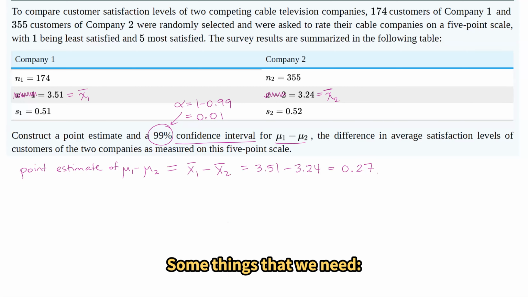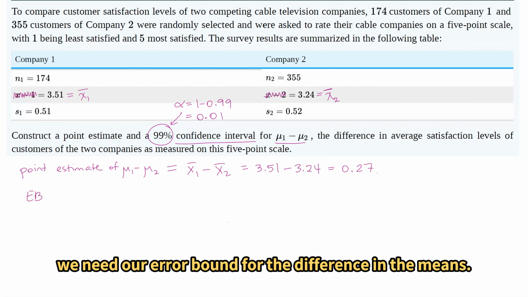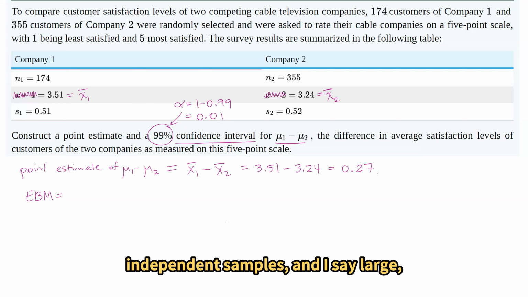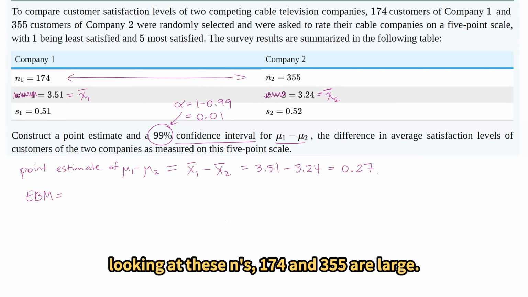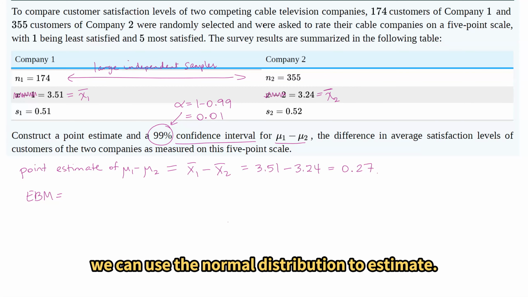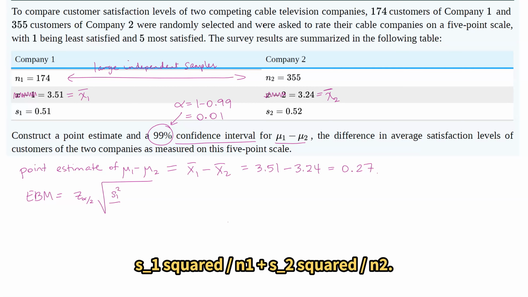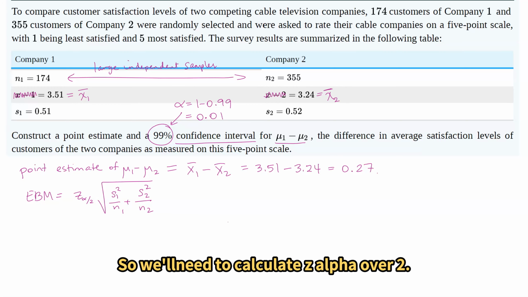Some things that we need: our error bound for the difference in the means. And since we're looking at large independent samples, and I say large looking at these n's, 174 and 355 are large. Because they are so large, we can use the normal distribution to estimate. So we can go back to z alpha over 2 times the square root of s1 squared over n1 plus s2 squared over n2. So we'll need to calculate z alpha over 2.